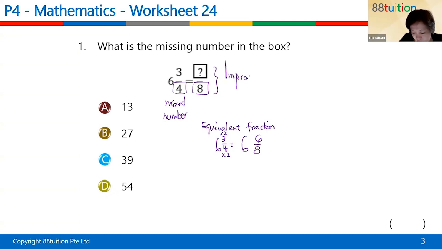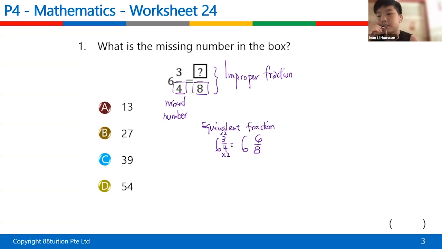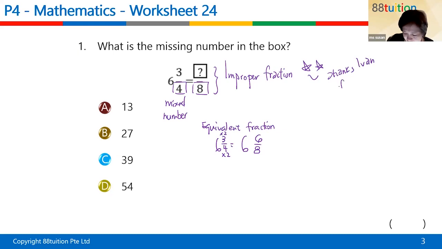Who knows what is called an improper fraction? Who can explain? Maybe I ask Ivan, you know what is called an improper fraction? Yes, Ivan, please help. So an improper fraction is like the numerator is bigger than the denominator. Great job. Very clearly explained. Very good. So meaning to say the numerator is greater than the denominator. So how to change it into an improper fraction?